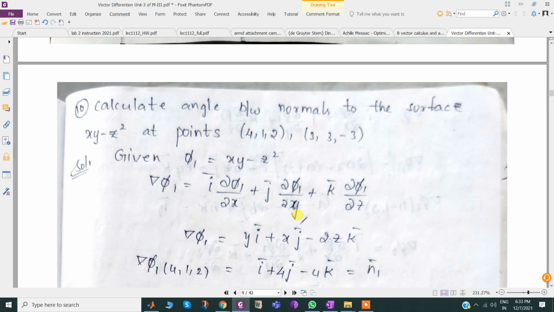Similarly here, calculate the angle between the normals of a surface. So for this surface, I calculated the normals at these two points, and the angle between them. That means suppose it is a surface. Here at a point, here at a point, I am calculating the normal. I may get a normal here, I may get a normal here. There might be some angle in between.